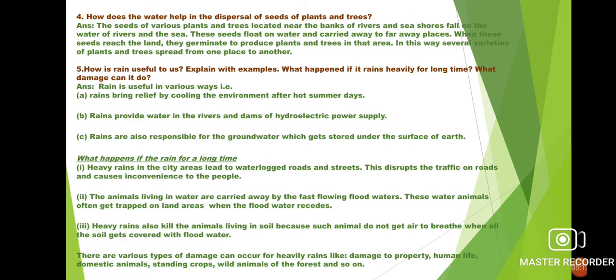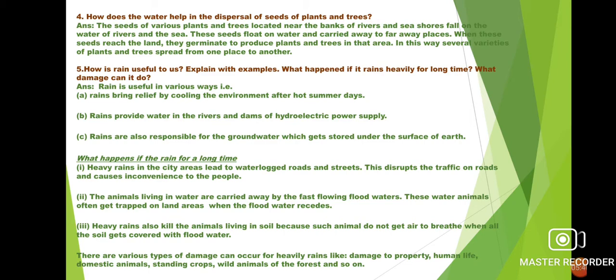Number two, rain provides water in rivers and dams for hydroelectric power supply. Obviously, it recharges the water level. Next, number three, rain is also responsible for groundwater which gets stored under the surface of the earth. Now, we are using the groundwater via the hand pump and normal pump. We are withdrawing the groundwater, isn't it?